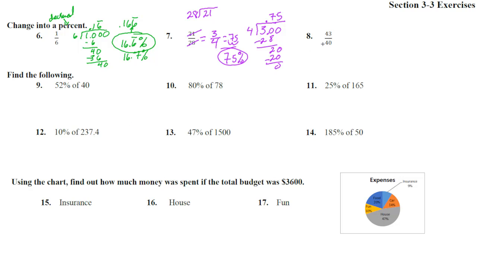Number 8, 43 out of 40. That doesn't look like it's going to simplify down at all. So we're actually going to have to do 43 divided by 40. Now note, before we get any further, if you got 43 points out of 40 on some math quiz, you got over 100%. We should be expecting something over 100% here.